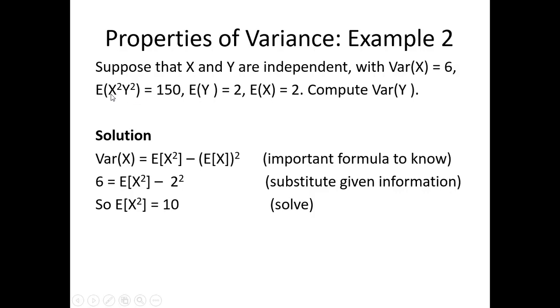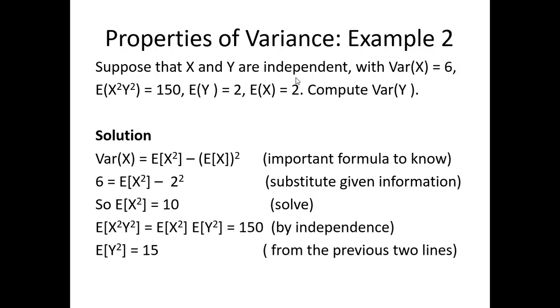I could separate this out. Why could I separate this out? Because I have independence. So we have E of x squared y squared is equal to E of x squared times E of y squared. So that's 150. There I'm just using the independence and what's given.